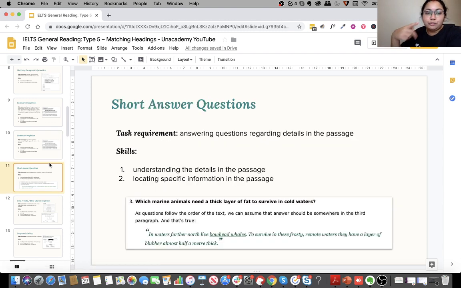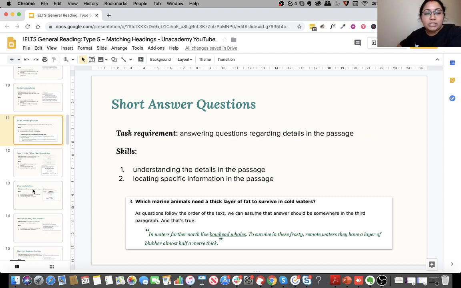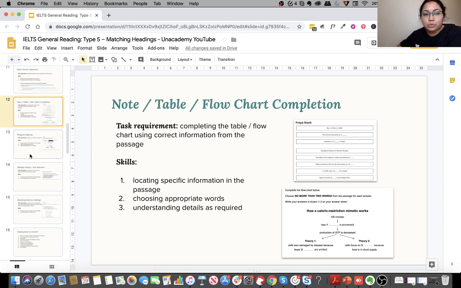I'm forwarding this a bit because we have done all of these extensively. Also, we have done a lot of sessions in the Unacademy Plus, so just go and check that out. These are just the question types, and I just want to skip to the main concept of today.